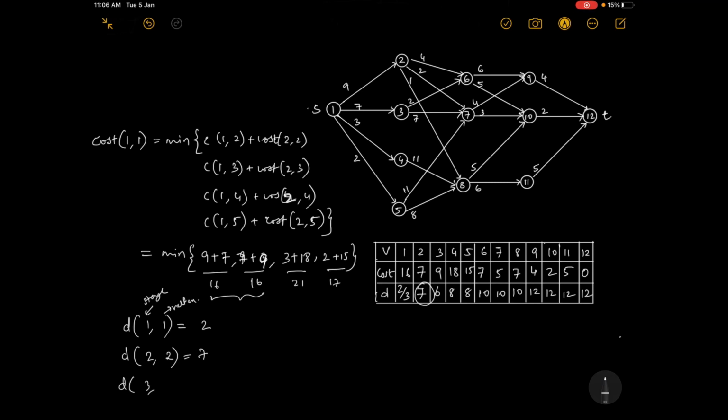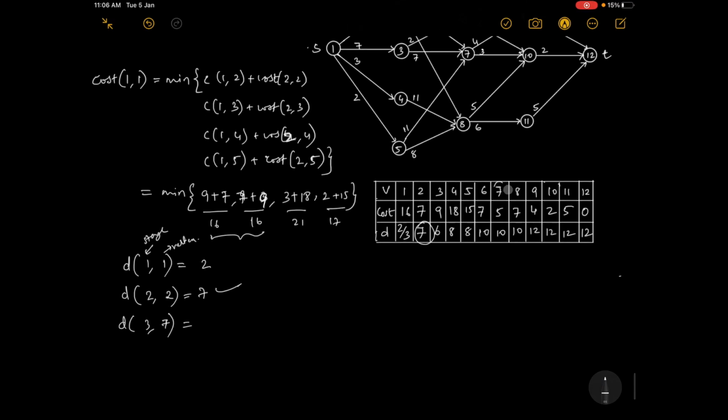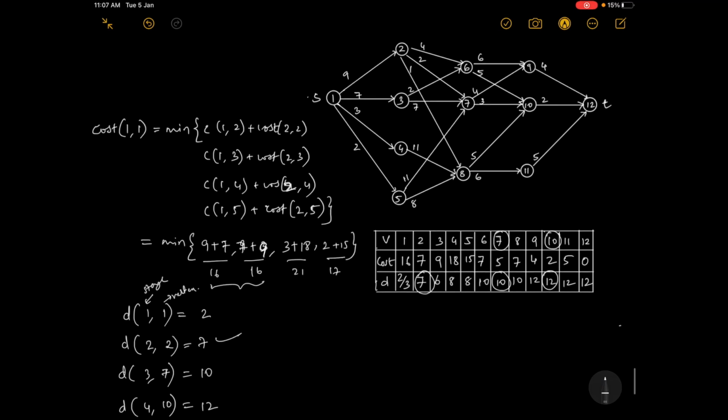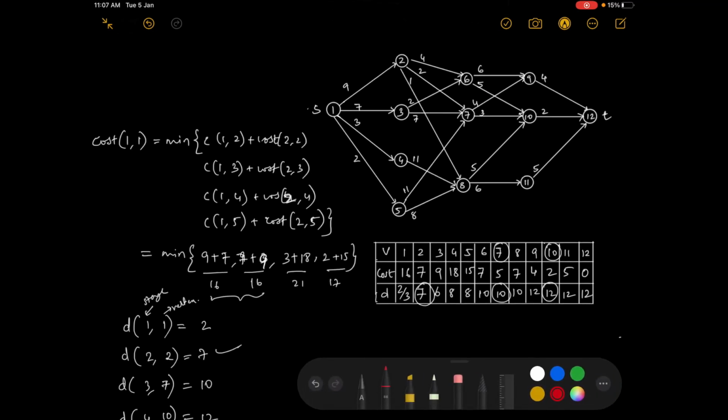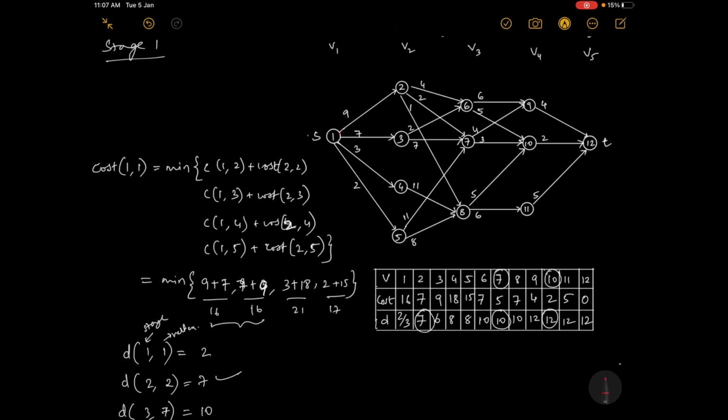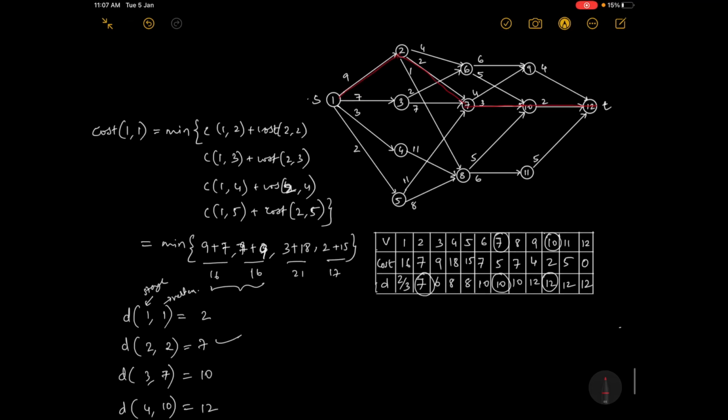Next you go to stage 3, because you have already chosen vertex 7. If you go there, 7 will tell you which vertex to be chosen. Next, in stage 4, if you go to that vertex, it will tell which one to choose, 12. So this is the best path. I'll draw it now: 1 to 2, 2 to 7, 7 to 10, 10 to 12. So this is the one best path.